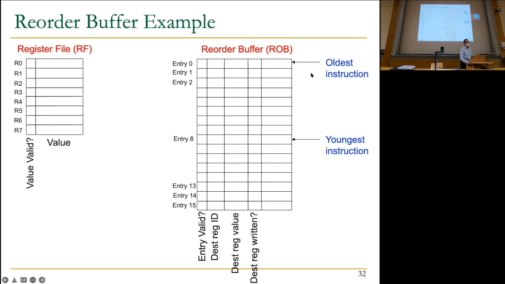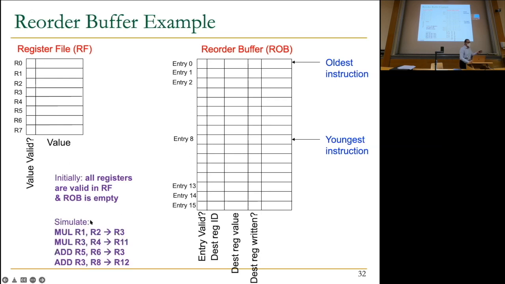So the reorder buffer has the oldest instruction and the younger instruction. You basically need to look at all of the entries in between that are older than this particular instruction so that you can get that value. Initially all registers are valid in the register file and the reorder buffer is empty. This is an example that we will simulate, but I will also assume that there are some instructions in between. So let's now switch to the simulation of this reorder buffer example.